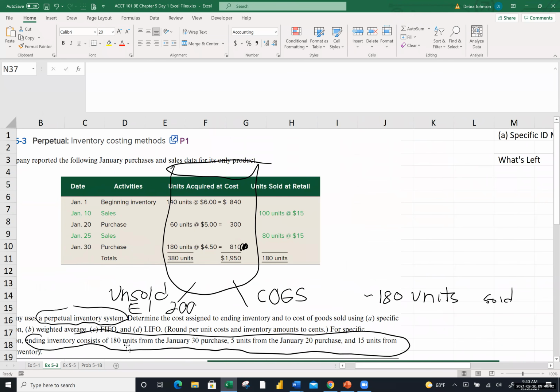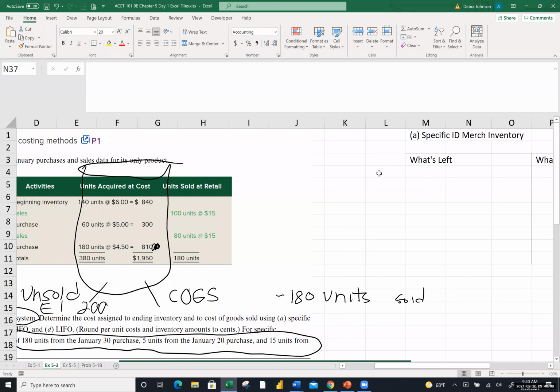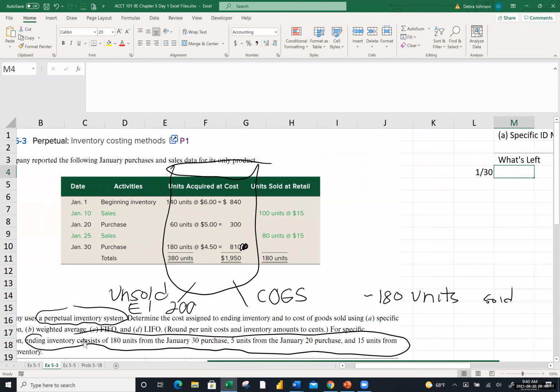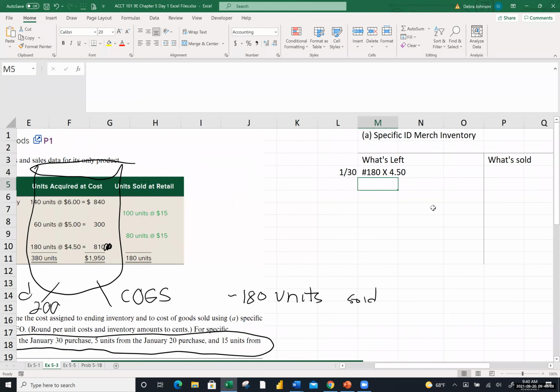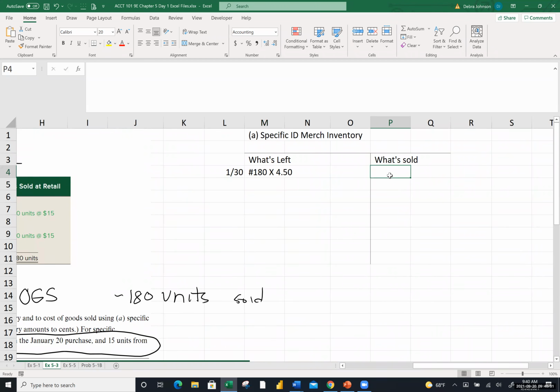So they're going to start off with the January 30 purchase. Any order you want, what's left from the January 30th purchase. They told us, I have to read it again, ending inventory consists of 180 units from that January 30th purchase. So I'm going to put that in, 180 at $450. And since those are all left, there's nothing sold out of that layer. So 0 at $450, right? If they're all left, then from that specific layer in the bucket, nothing was sold.